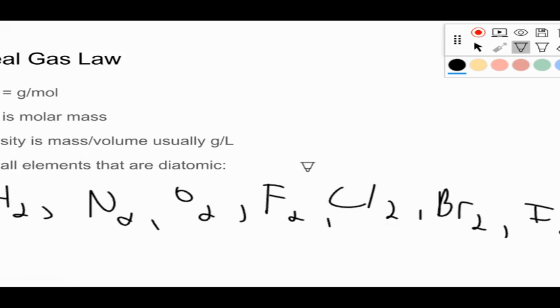These elements bond themselves covalently to become stable. And so when we're talking about gases, we're always talking about them in this form. We're not saying that they're a single atom of oxygen. If I say oxygen gas, I mean that it's O2.